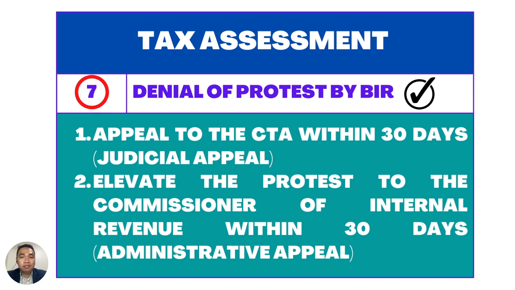If the administrative appeal is denied in whole or in part by the BIR Commissioner, the taxpayer may appeal to the Court of Tax Appeals within 30 days from the date of receipt of said decision. Do not file a motion for reconsideration to the BIR Commissioner's denial of the protest. Thus, the motion for reconsideration shall not toll the 30-day period to appeal to the CTA.